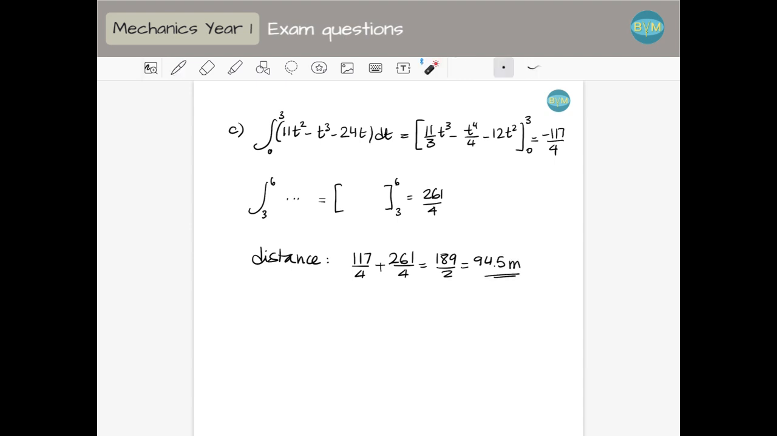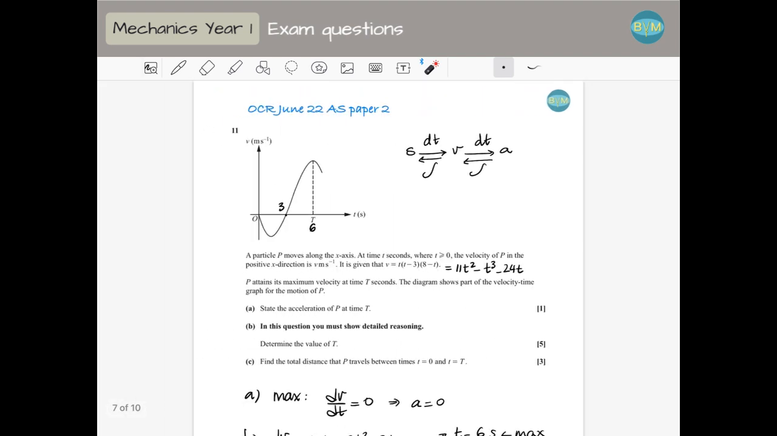Yeah. Every time you have to find distance between two values, even if you have the graph, check if you have a change of sign, if you have a root between the values, just in case. Yeah, because that will make your answer wrong. And that's all with this exam question.